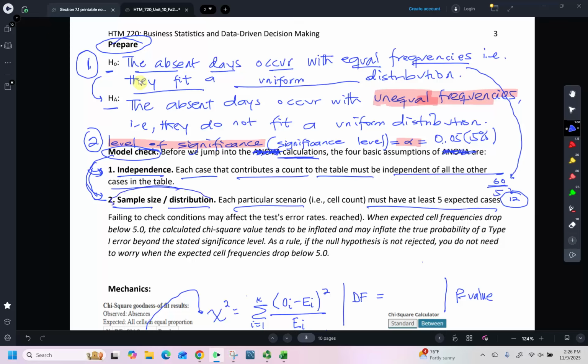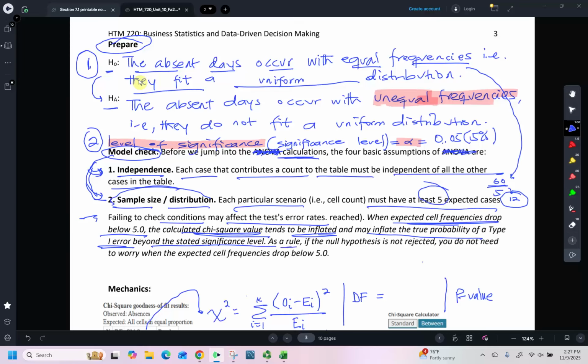You see, failure to check the conditions may usually affect the test error rates. Recall that we talked about different types of errors associated with hypothesis testing in statistics, namely type 1 error and type 2 error. When expected cell frequencies drop below 5, then the test statistic we will get, which is the chi-squared value, tends to be inflated and may overstate the true probability of a type 1 error beyond the significance level of 0.05 or whatever significance level we're using.